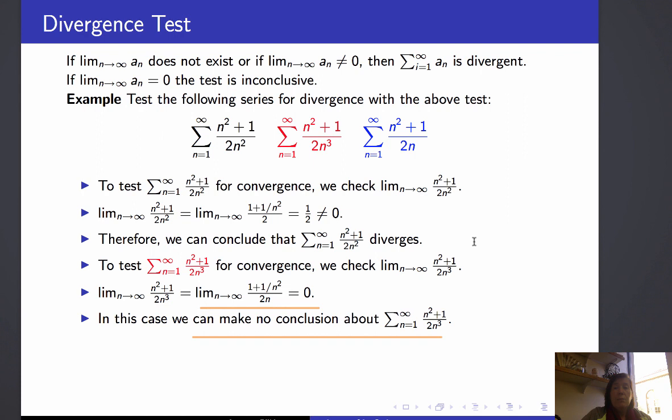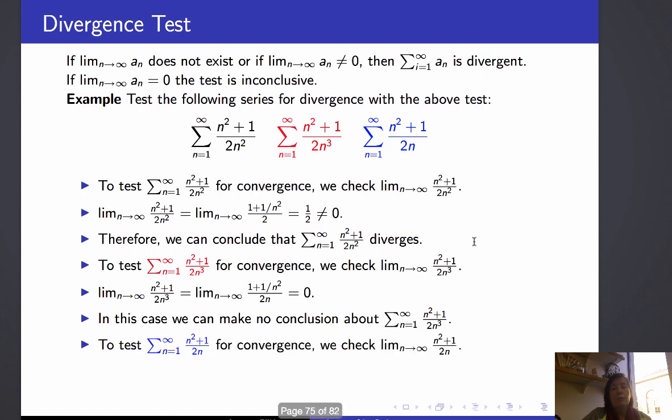This series might be convergent or it might be divergent, but I have to admit at this point I don't know which one. Let's test the last one, the sum from 1 to infinity of (n squared plus 1) over 2n. We take the limit as n goes to infinity of the nth term, (n squared plus 1) over 2n. We see that that's actually infinity in this case, which is not 0, and I can conclude that this series diverges.